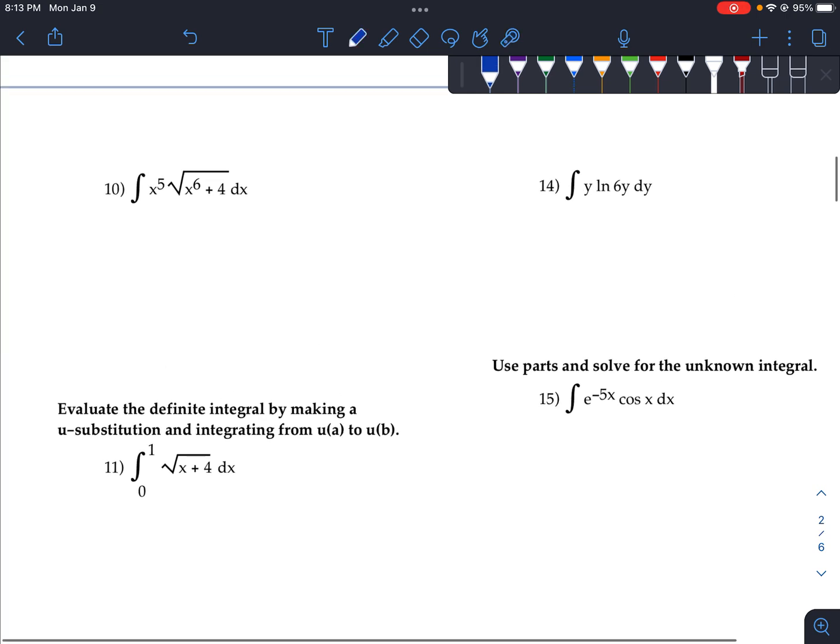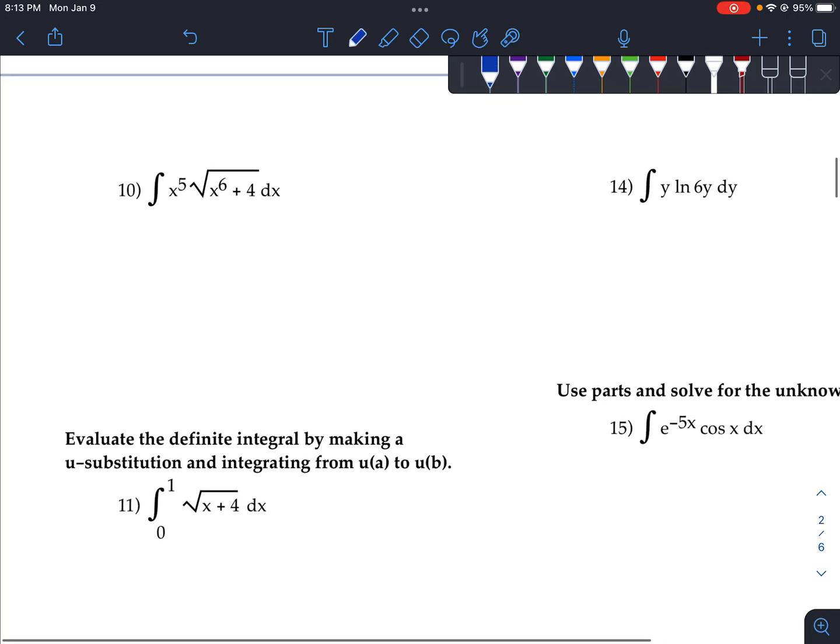Alright, continuing on, again, through substitution. This one seems quite easy to identify. u is going to be equal to x to the 6th plus 4. du is going to be equal to 6x to the 5th dx. And dx will be equal to du divided by 6x to the 5th.